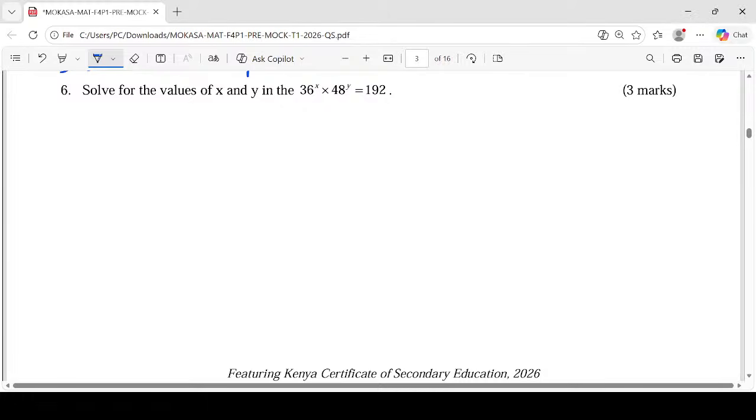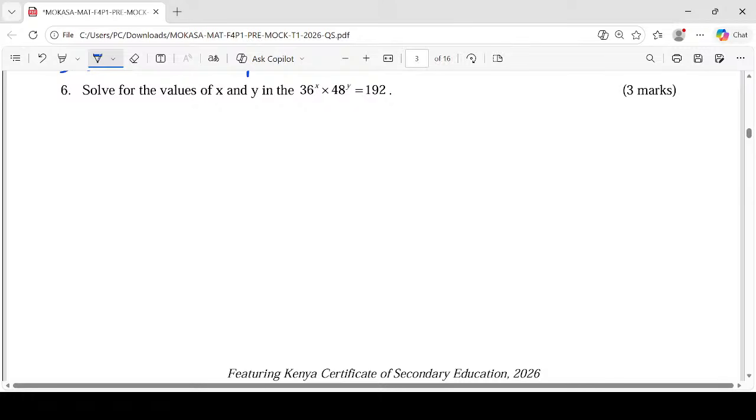Question number 6. Solve for the values of x and y. You've been given 36 power x multiplied by 48 power y should be equivalent to 192. That is what you've been given.